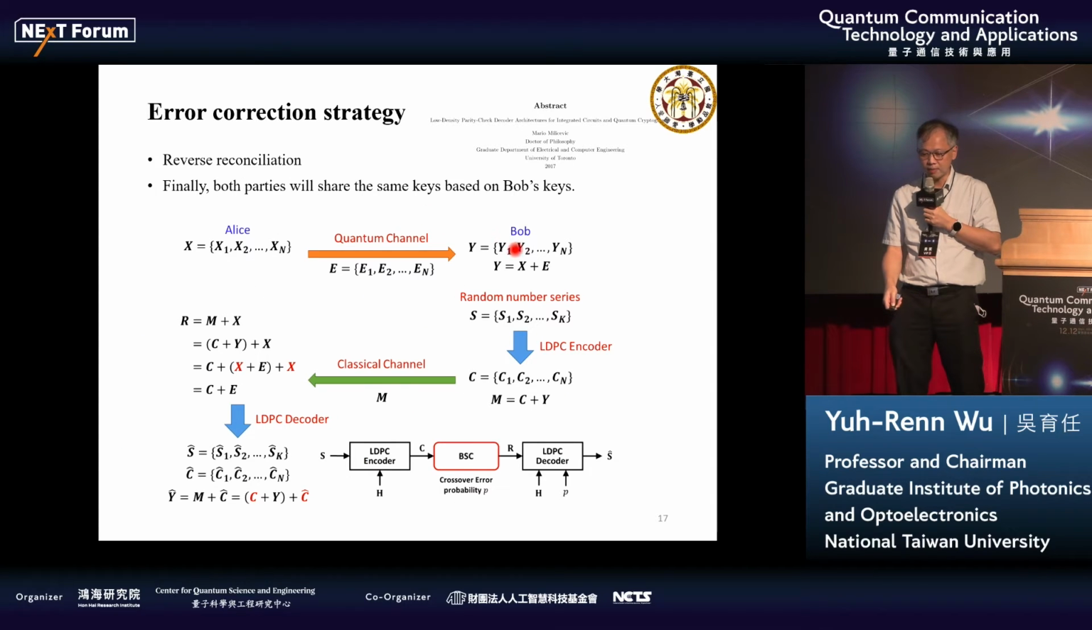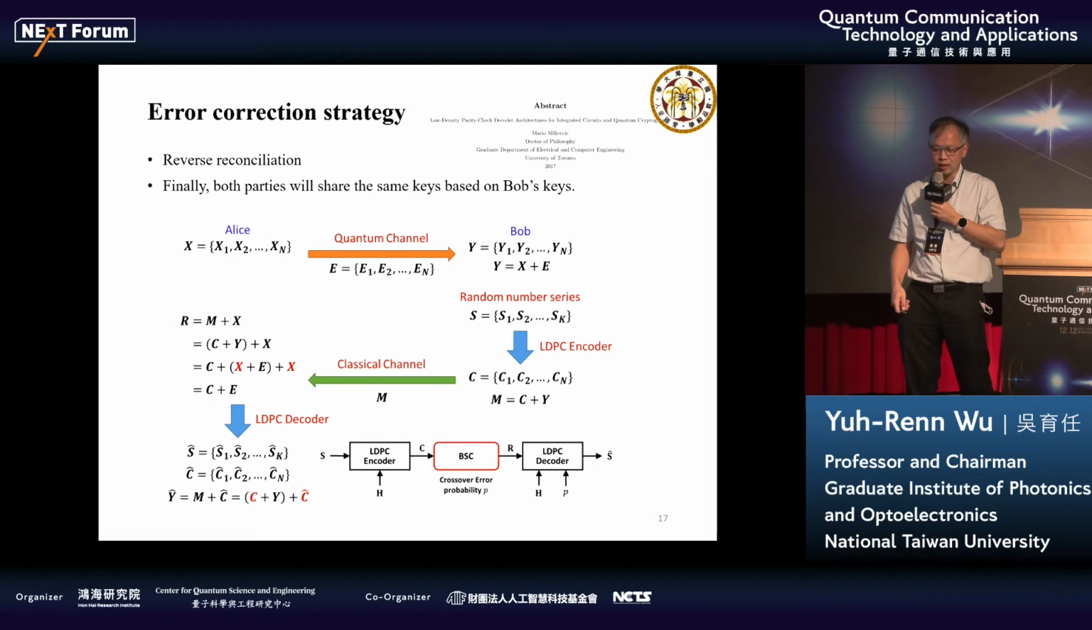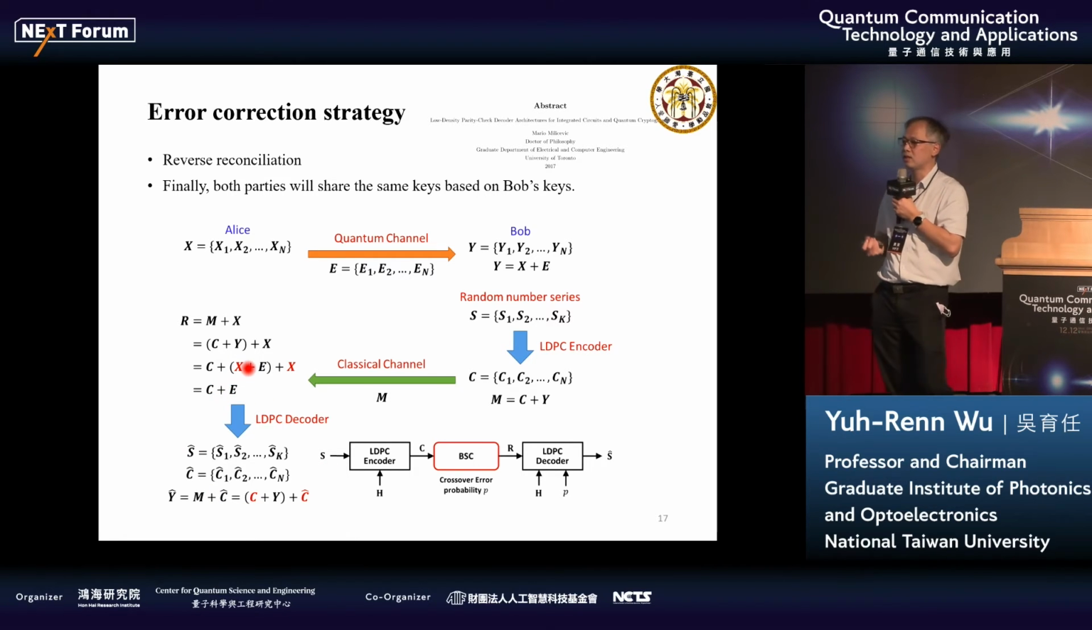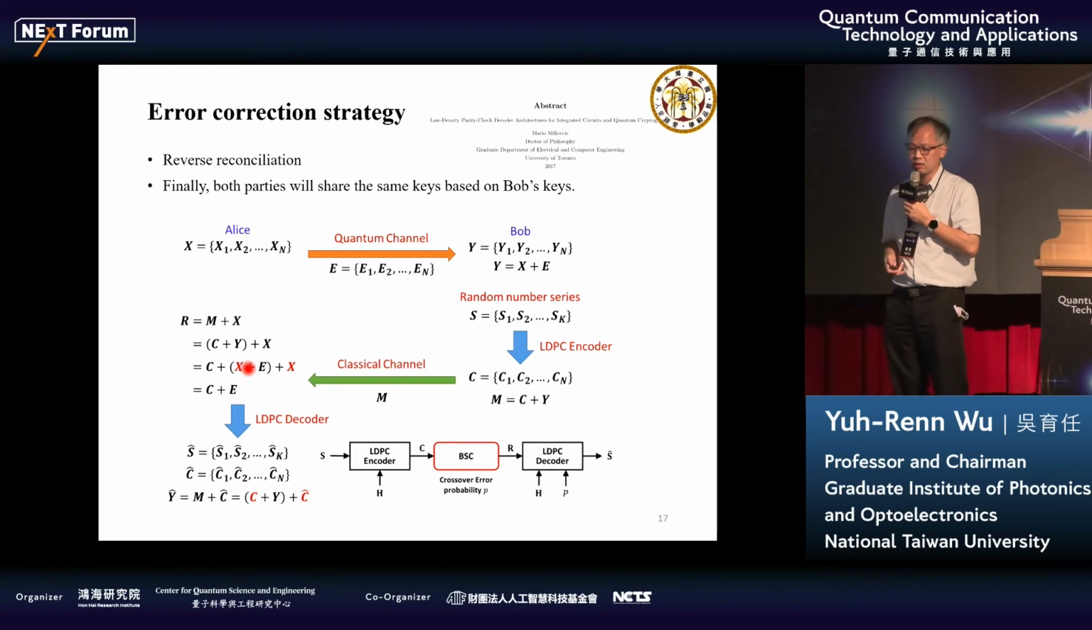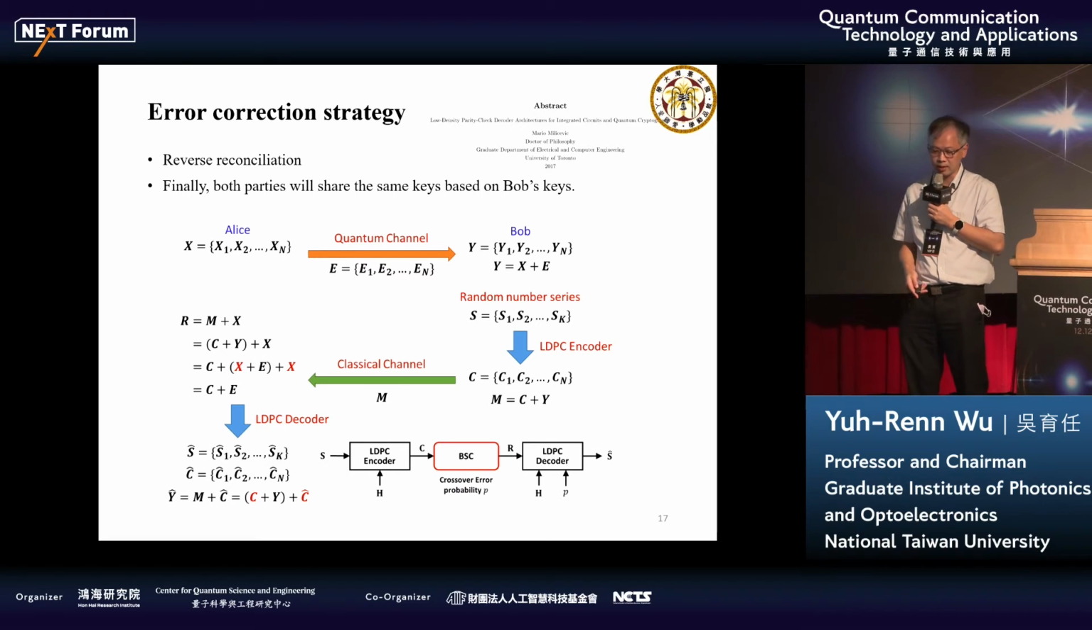Bob uses the random number series to encode the key he got. It's sent back through the classical channel to Alice. So Alice gets the encoded key, and plus her original key, it is the accurate key plus the error. So the original signal will be canceled, and with this signal, Alice will try to iterate and operate on what kind of key it should have, trying to make C plus E equal to 0. If you get C plus E to be 0, then you get a correct key, the same as the key Bob got.